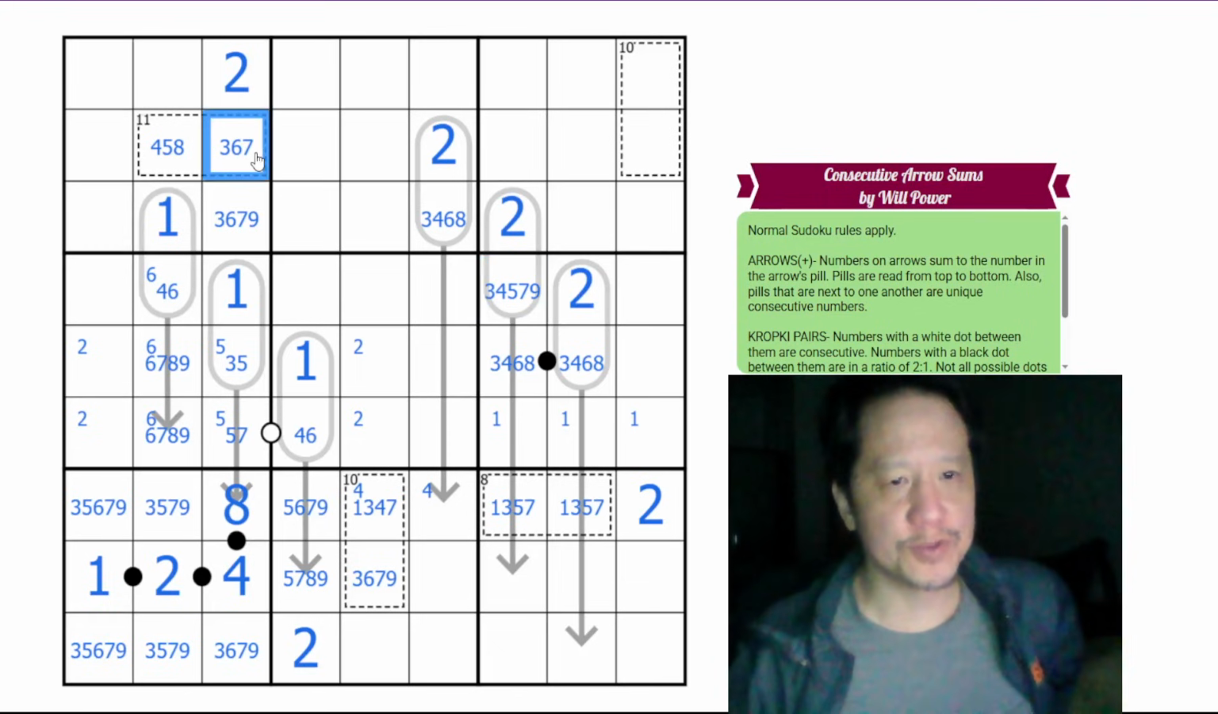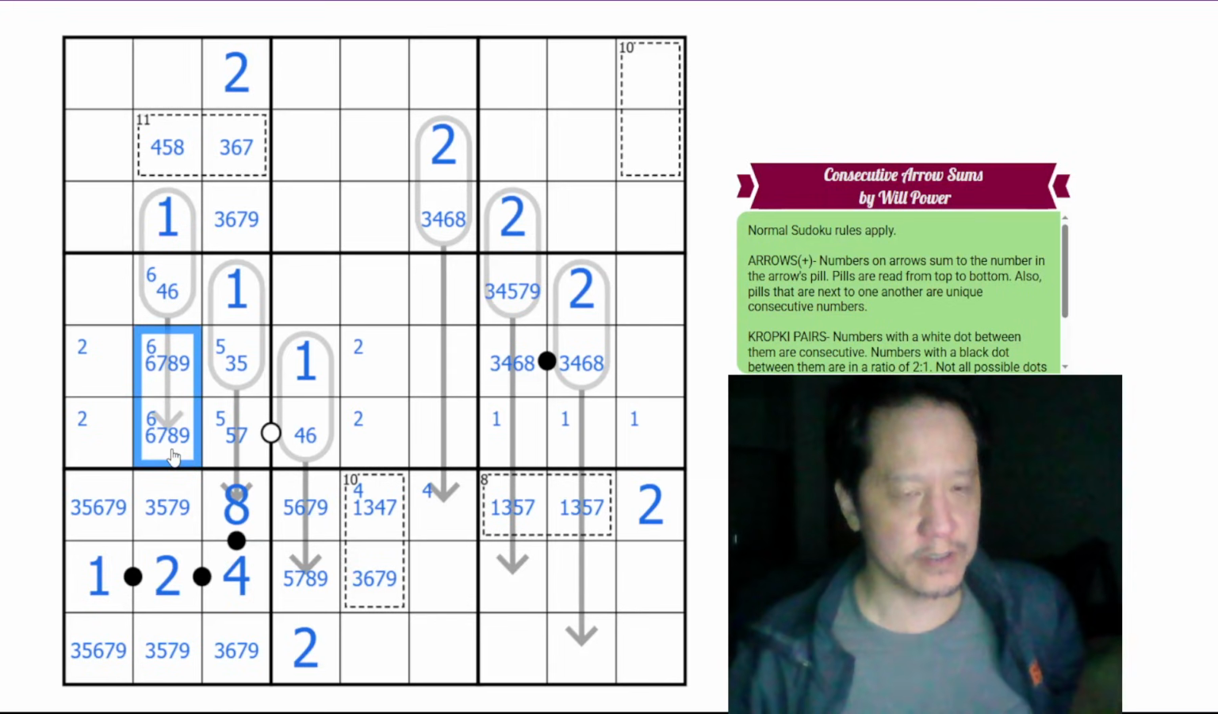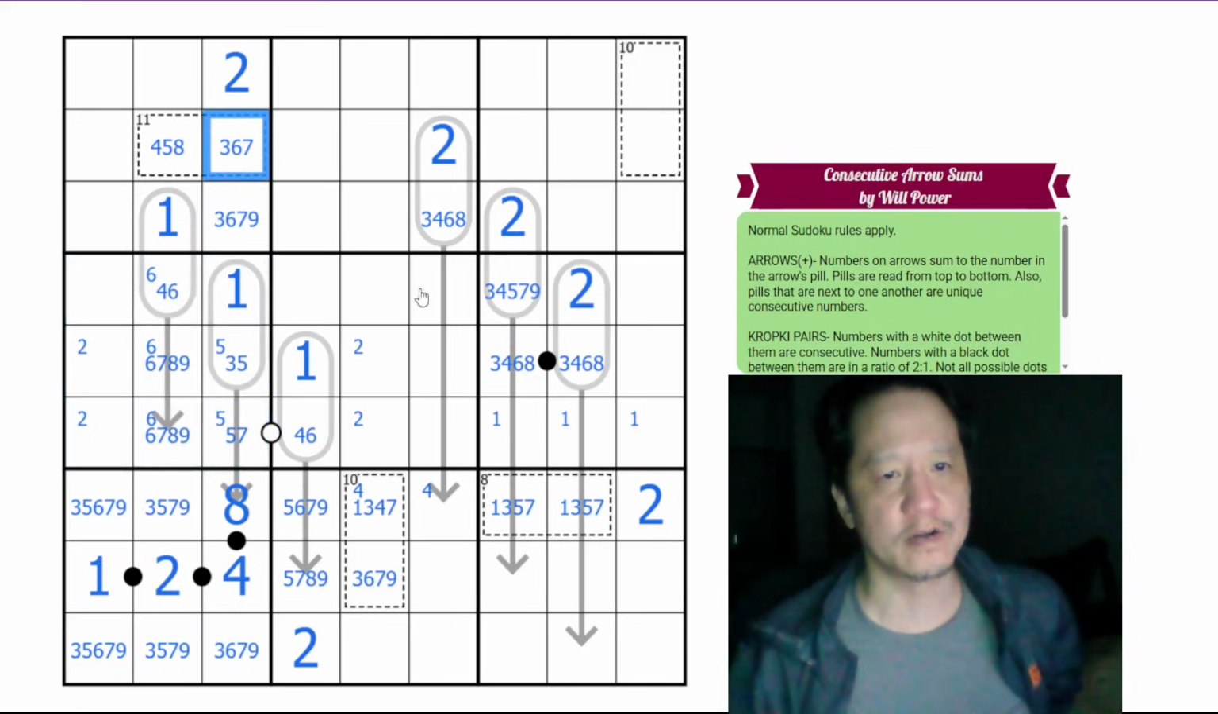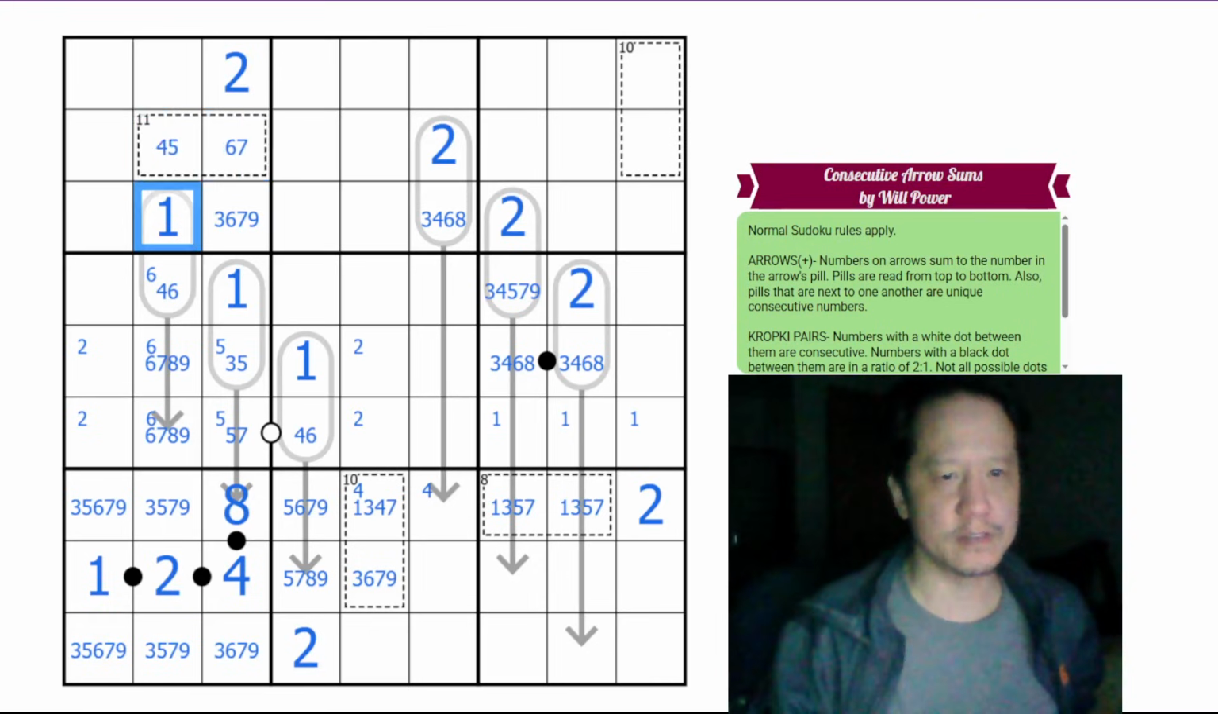If this is 3 and 8, that would mean this cannot be 6, 8. So this would have to be 16, which adds up with 7 and 9. But if this is 3, this is 15, and that would be 7, which would mean we have two 7s in this box, which is not allowed. So this cannot be 3 and 8.